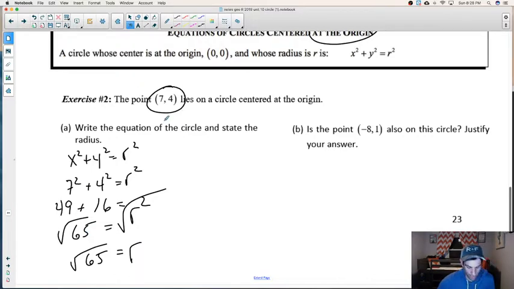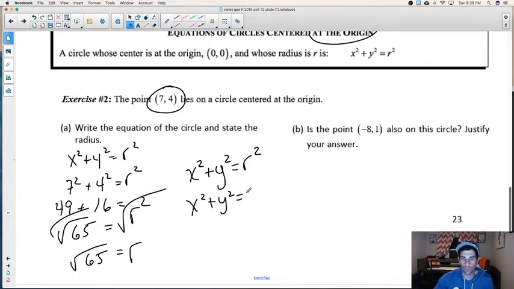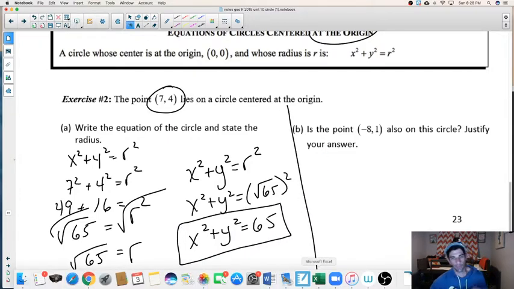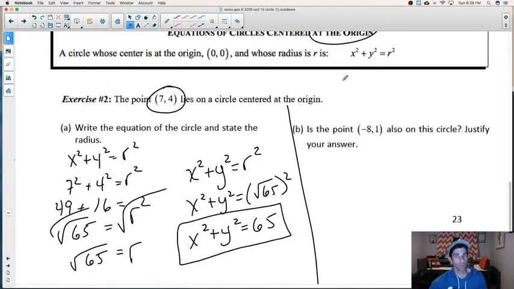So now the equation of the circle, because we know our r value, would be x squared plus y squared equals r squared. We just figured out that r squared was 65, so x squared plus y squared equals 65 is the equation of the circle. There you go. That's simple. So don't make it harder than it has to be. Plug and play.